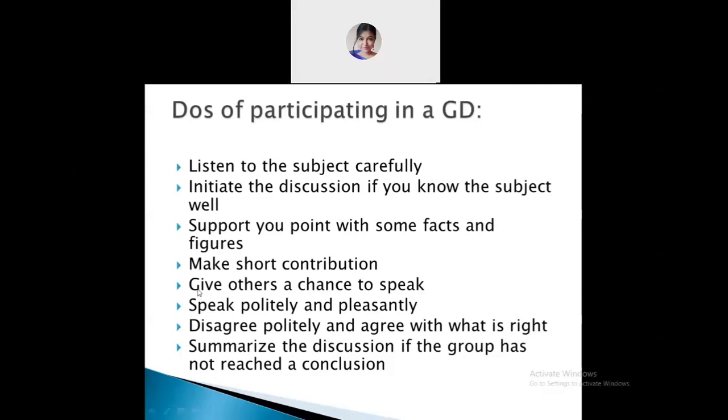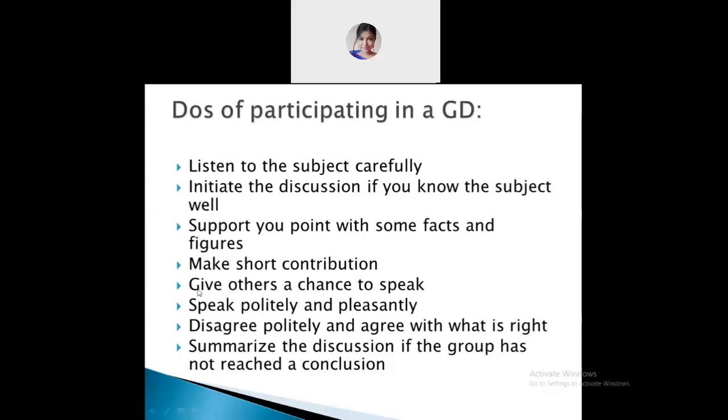Speak politely and pleasantly. You have to be polite, and you have to be very calm and composed, because it's a discussion, it's not an argument. So be polite and gentle, and do not be rude. Disagree politely and agree with what is right. Whenever you disagree with something, of course you can disagree, but in a polite manner, and agree with whatever is right. When you feel that the person has said something and you agree with that, you can definitely express that you agree with whatever he has said. And if you disagree with something, you can also express that, but in a polite manner.